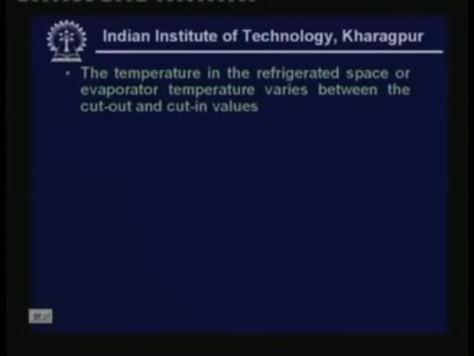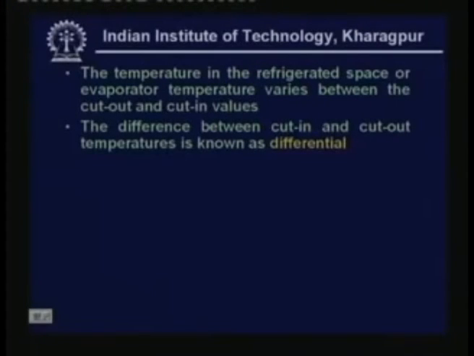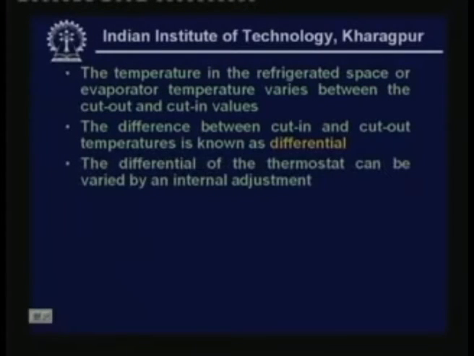So what happens because of this? Because of this, you find that the temperature in the refrigerated space or evaporator temperature varies between the cutout and cut-in values. So temperature does not remain constant. In fact, if you look at any air conditioned space or refrigerator, you always find that the temperature continuously fluctuates between the cutout and cut-in values. And the difference between cut-in and cutout temperature is known as differential of the thermostat. Cut-in temperature is higher than the cutout temperature, and this difference is known as differential. And the differential of the thermostat can be varied by an internal adjustment.